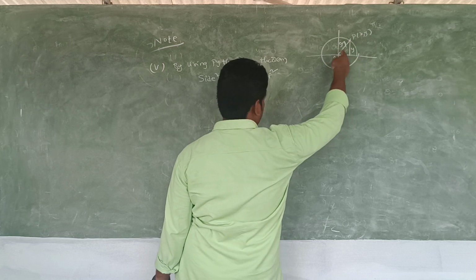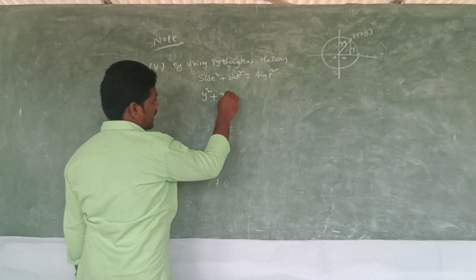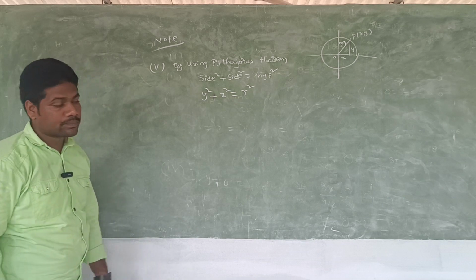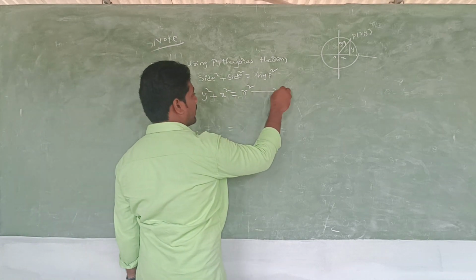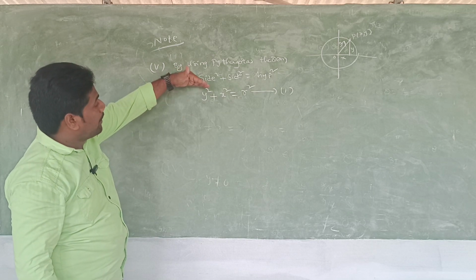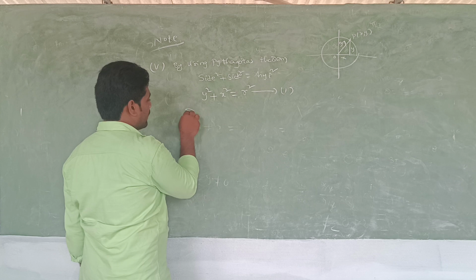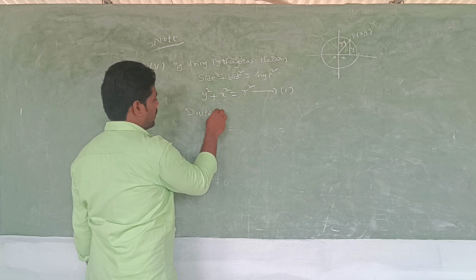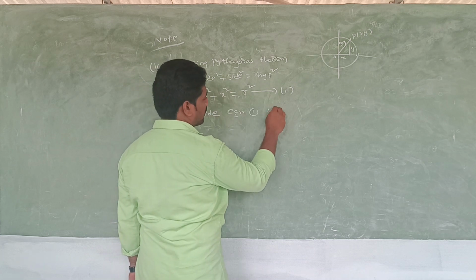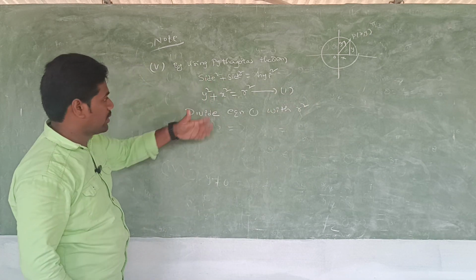This is the adjacent side. So y square plus the other side x square is equal to the hypotenuse, which is r square. This is equation 1. I am dividing equation 1 with r square. So you have to divide.